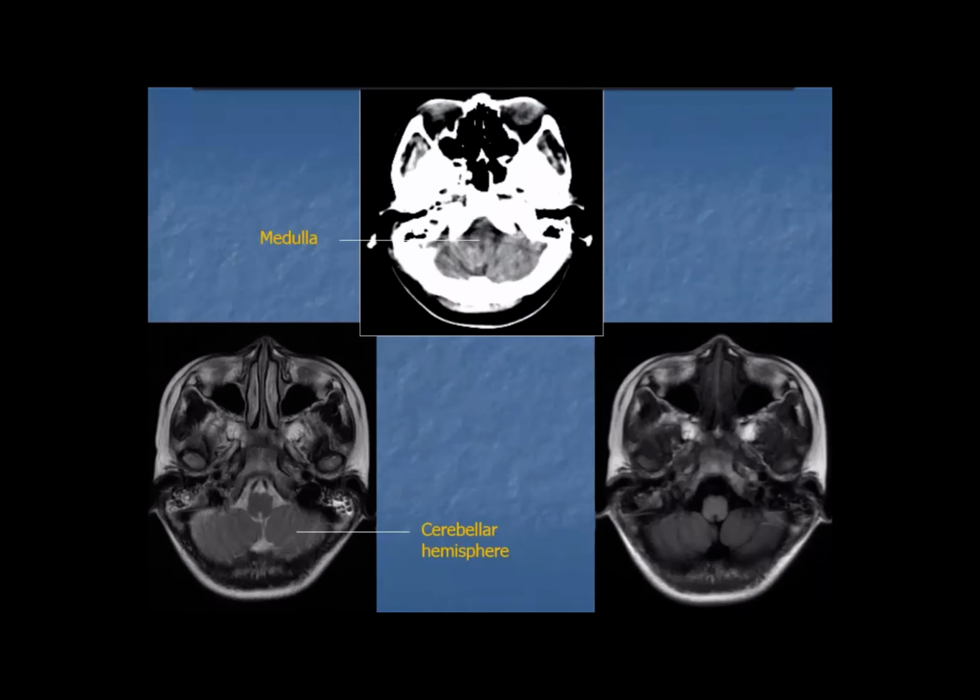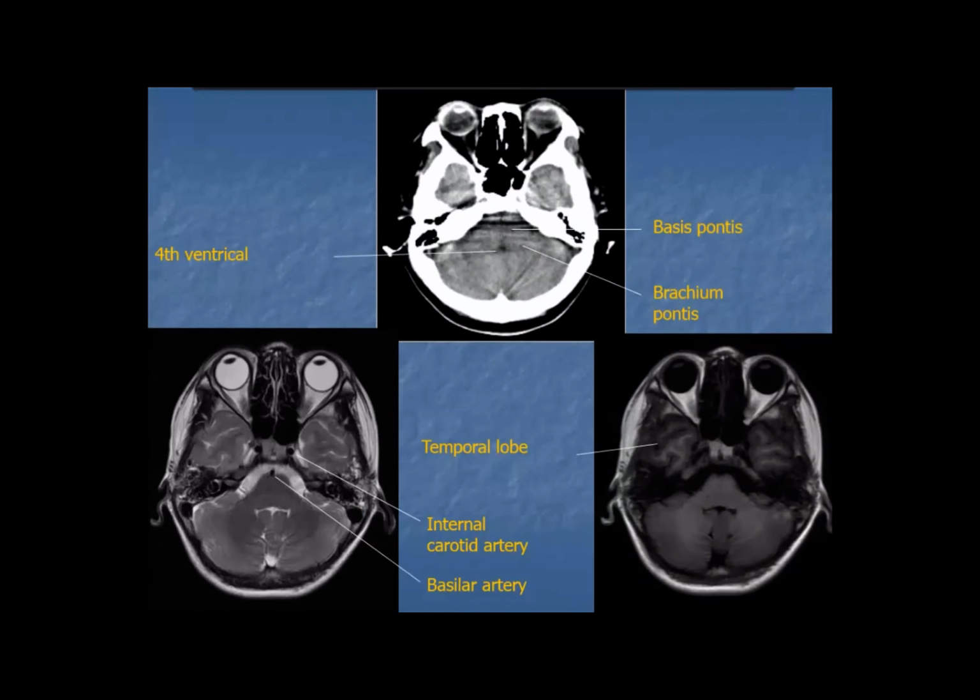In the inferior section, this is the medulla, and this is the left cerebellar hemisphere. This is the right cerebellar hemisphere. Here is the basis pontis, and this black dot is the fourth ventricle, and here is the brachium pontis. This is the temporal lobe, and the internal carotid artery is a flow void signal. This is the basilar artery, also a flow void, a black dot.